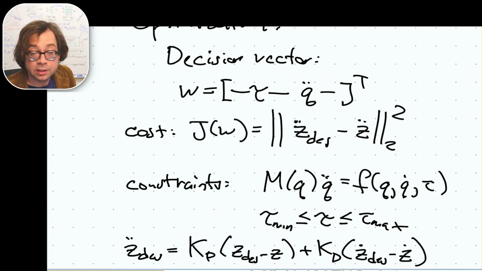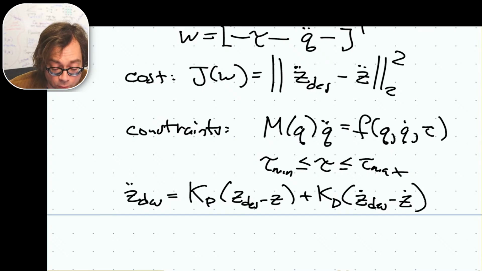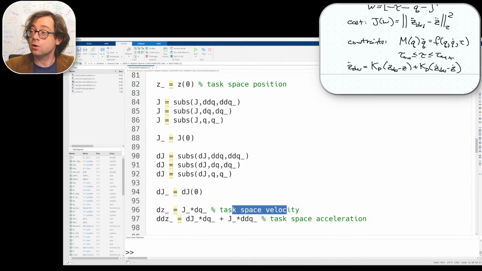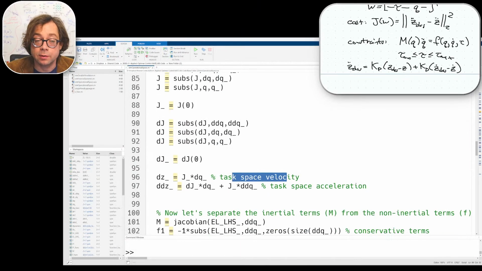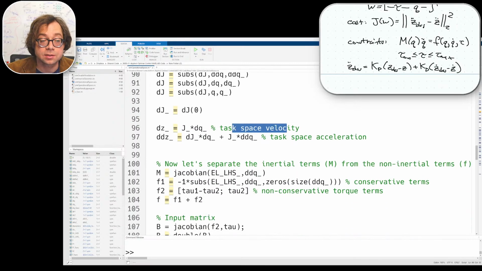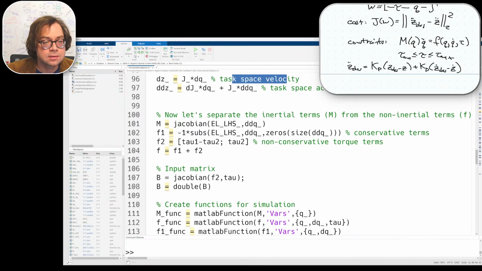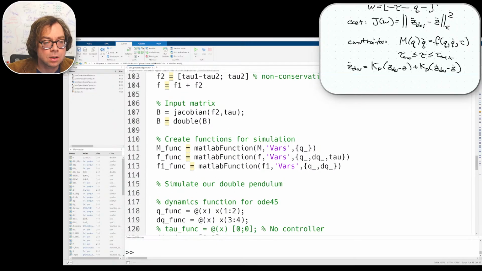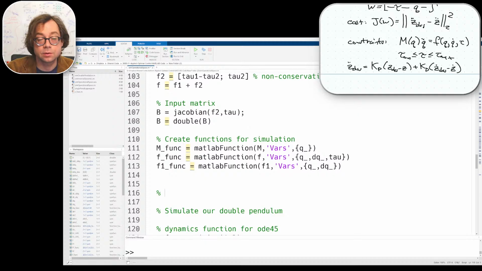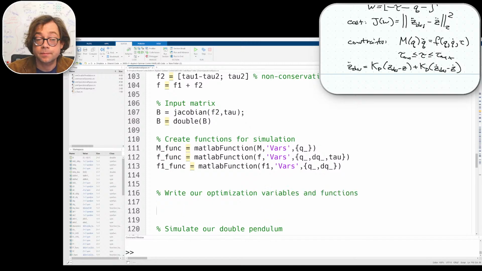So what we can literally do in our code is we can write out our cost and our decision variable. We can literally write these out in the symbolic toolbox. So let's do that. All right, we've got here. Before we simulate, we're going to write our optimization variables and functions.